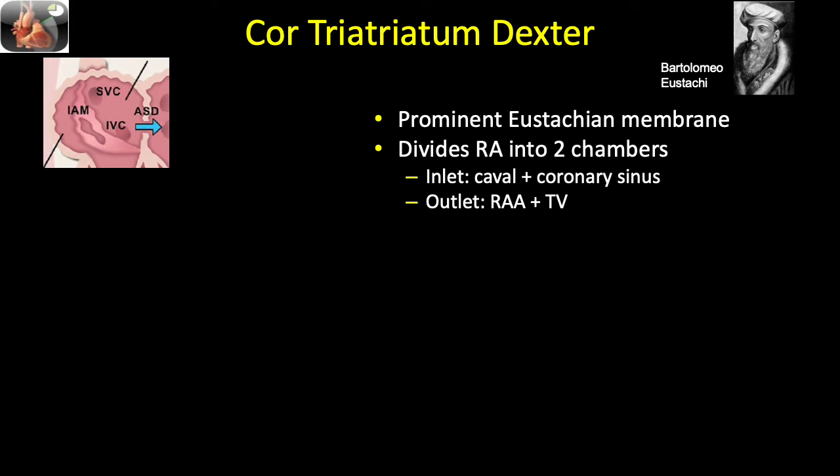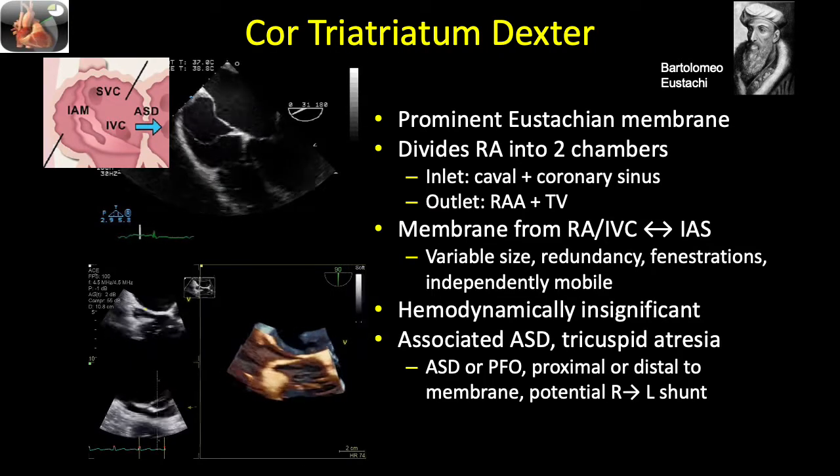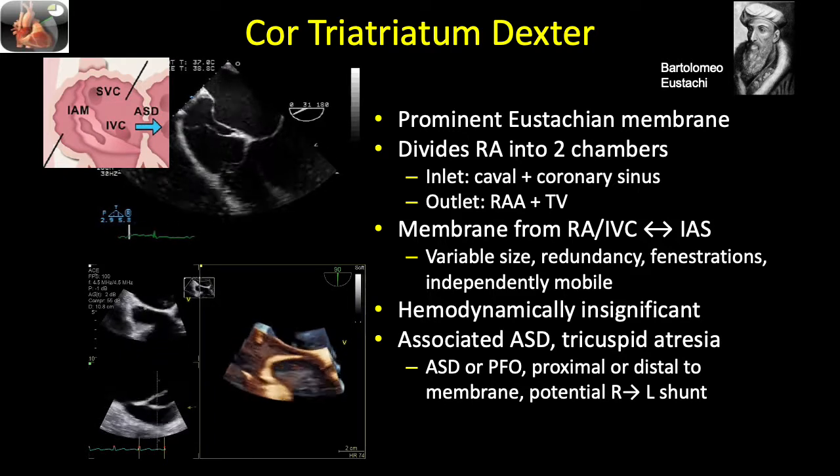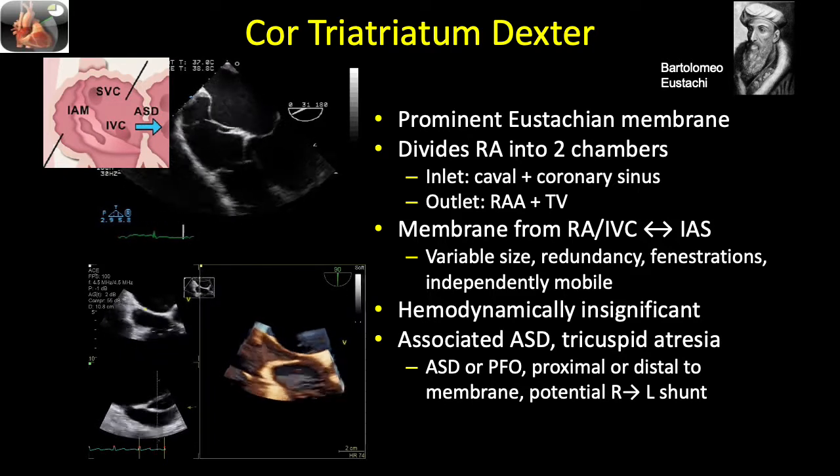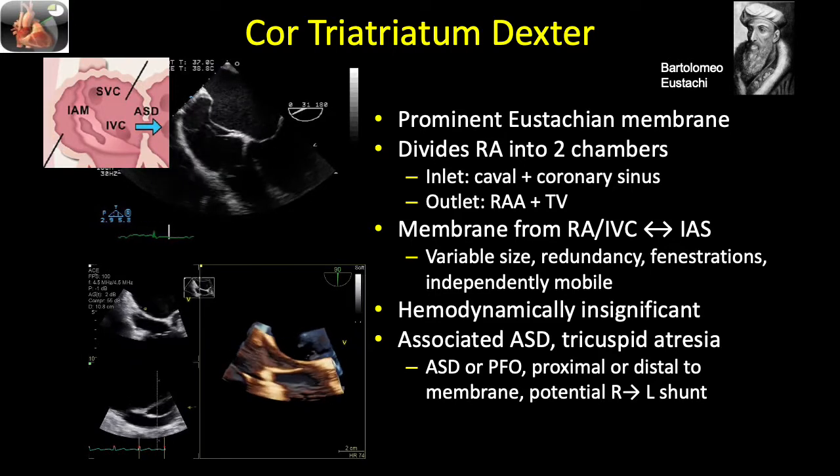Cor triatriatum dexter is a prominent eustachian membrane that divides the right atrium into two chambers, a posterior medial venous chamber with the connections of the caval veins and coronary sinus, and an anterolateral chamber with the right atrial appendage and vestibule of the tricuspid valve. The membrane originates from the IVC and connects distally to the interatrial septum, separating the right atrium into a true double chamber.